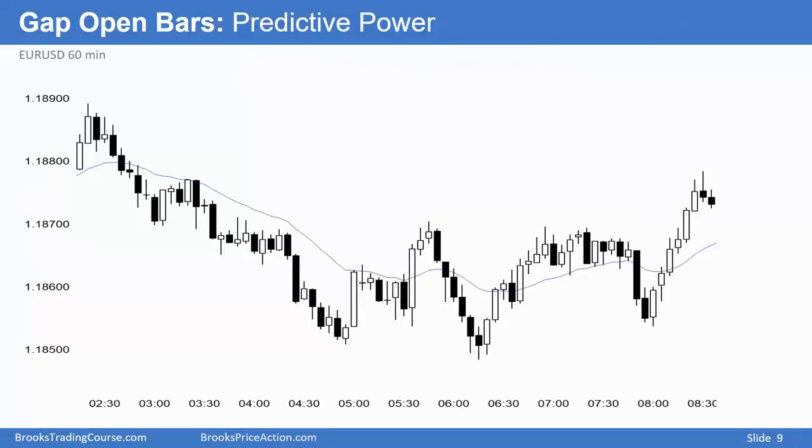The euro versus the dollar, 60-minute chart. The open of this bar is below the close of that bar. We have 3 consecutive bear bars. Strong selling. What does that tell you? Why did this bar open below the close of that bar?